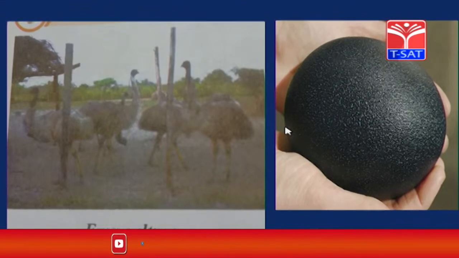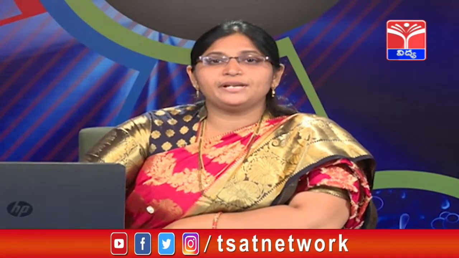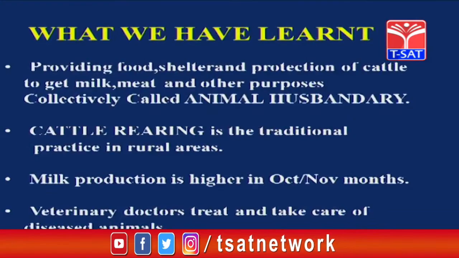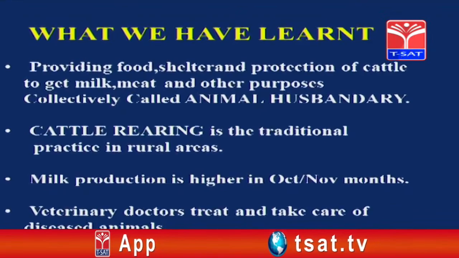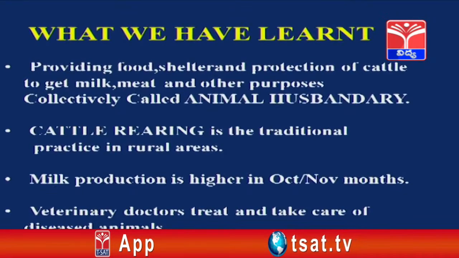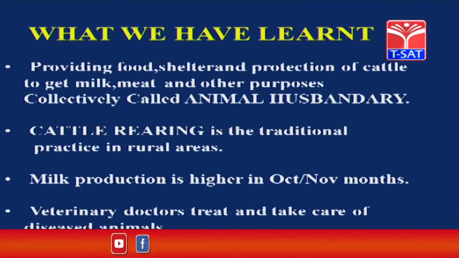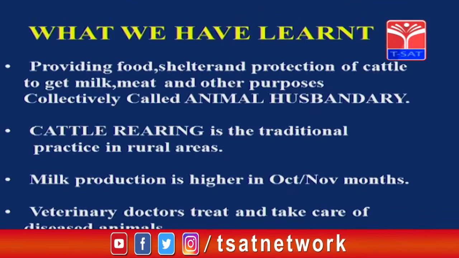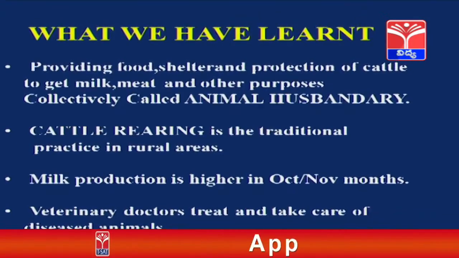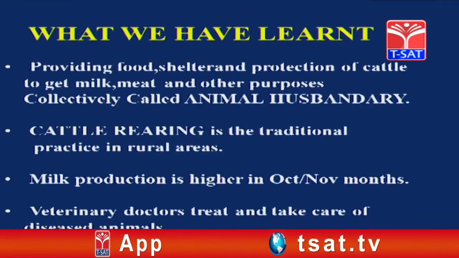Have you understood, children? So, we have seen about poultry management. Let us recapitulate what we have studied till now. Providing food, shelter and protection to cattle to get milk, meat and other purposes is collectively called animal husbandry. Cattle rearing is the traditional practice in rural areas. Milk production is higher in October or November months. Veterinary doctors treat and take care of diseased animals.